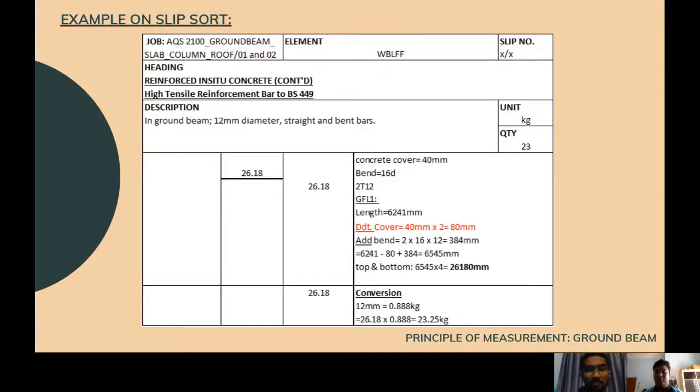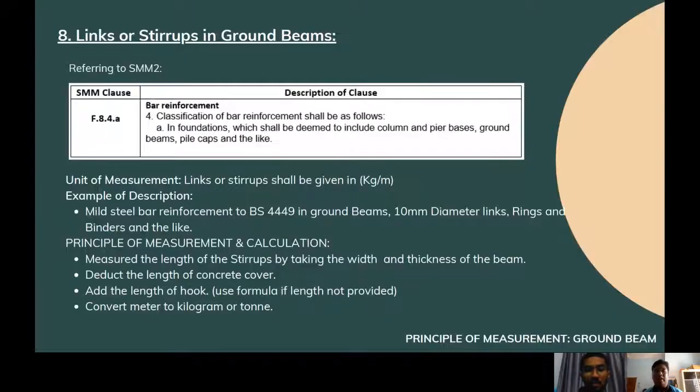All right. So here is an example on the slip sides. As the side cast, we need to mention all the calculations, and then in the multiple section, we put the length, and then we convert after we get the total length. All right. Next, we pass to the link stirrup in ground beam.